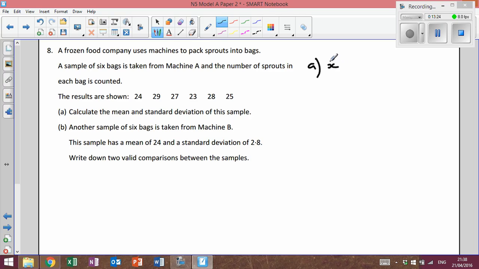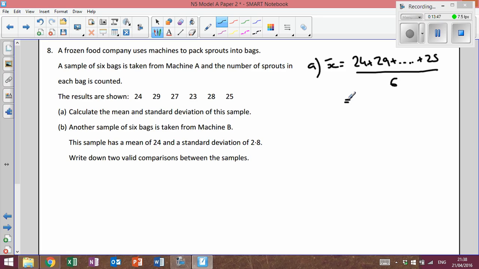Well, we know the mean is what happens when you add them all up. So 24, add 29, add so on, so on, so on, add 25, divided by how many there are. So 1, 2, 3, 4, 5, 6. Go to your calculator, 24, add 29, add 27, add 23, add 28, add 25.